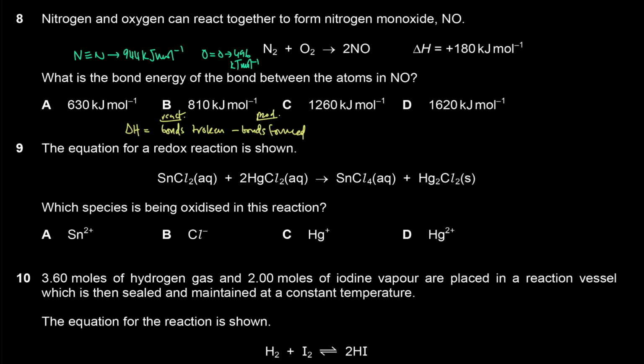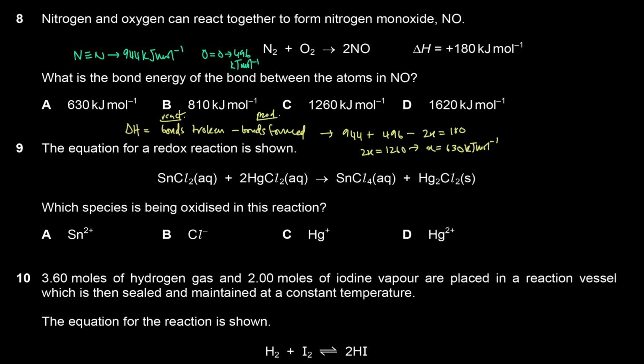Now, we talk about the bonds broken. We're breaking 1 mole of nitrogen bonds, so that is 944. We're breaking 1 mole of oxygen double bonds, so that's 496. And we're forming 2 moles of these bonds. One NO molecule has 1 NO bond, and we're trying to form 2 of these, so we have minus 2x over here, since we're subtracting the bonds formed. So that'll be minus 2x, and this is equal to 180. That gives us 2x is equal to 1260, which implies that x is equal to 630 kilojoules per mole.